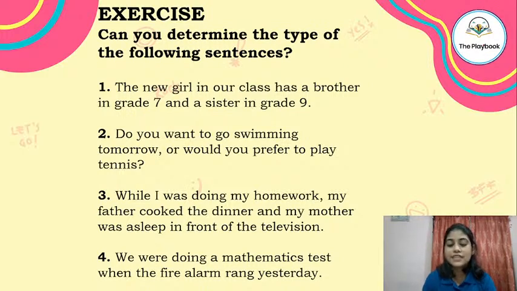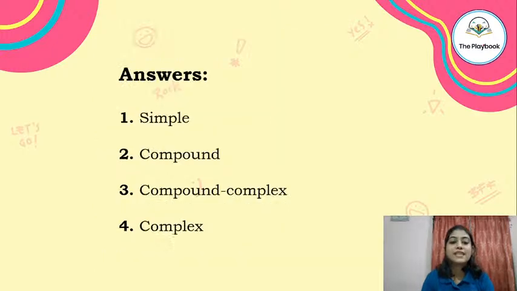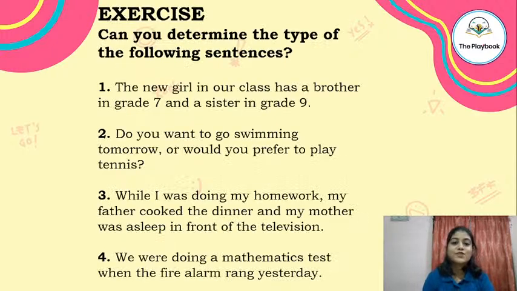Okay. All right. Let's look at the answers. So the first one is of a simple structure. The first sentence has a complete meaning in itself. The new girl in our class has a brother in grade 7 and a sister in grade 9. Quite simple, and it stands all alone. It does not have any clauses. It just has one independent clause and it's making complete sense. So it's a simple structure sentence.